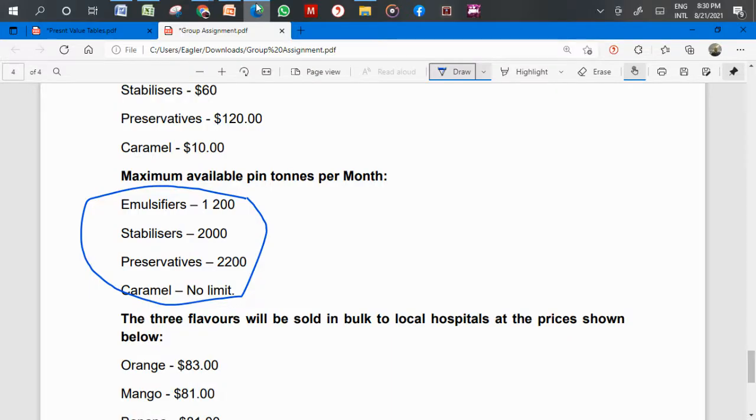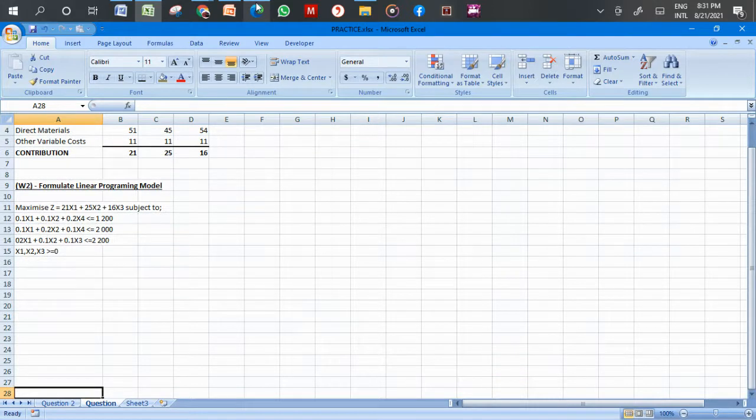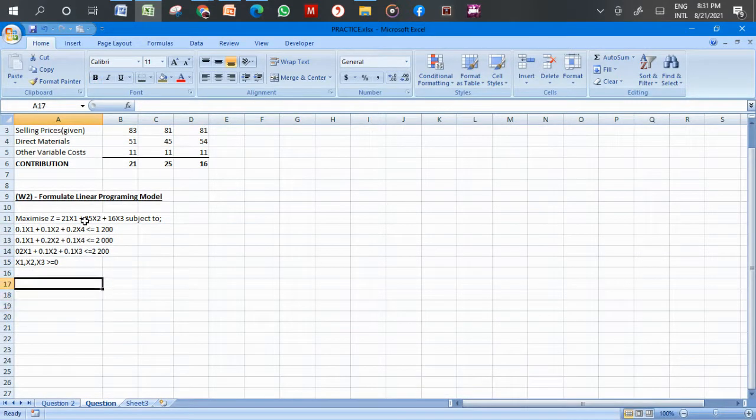As you see, for the caramel we do not have a limit. So that we won't have negative outputs here, we're going to say X1, X2, X3 should be greater than or equal to 0. So now we have our model. Once you have the model like this one, you can solve the linear program using the Simplex method. That was actually the most difficult part, to come up with the model.